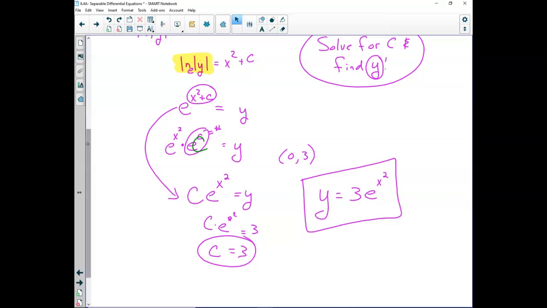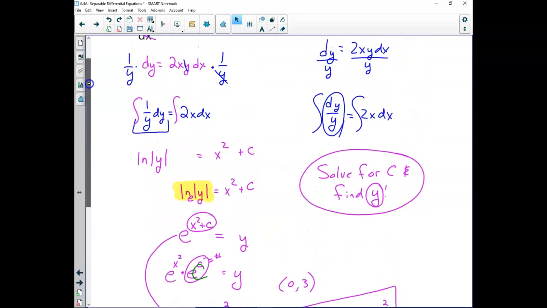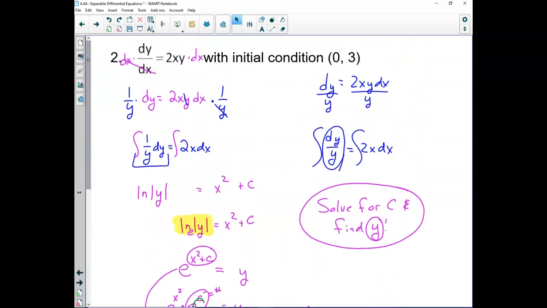So, hey, thanks for playing math. I hope this makes sense. Just remember, when you're getting a differential equation in terms of both x and y, when you solve it, you want to separate, then integrate. And after you integrate, then you have to find c and solve for y, in either order you want.